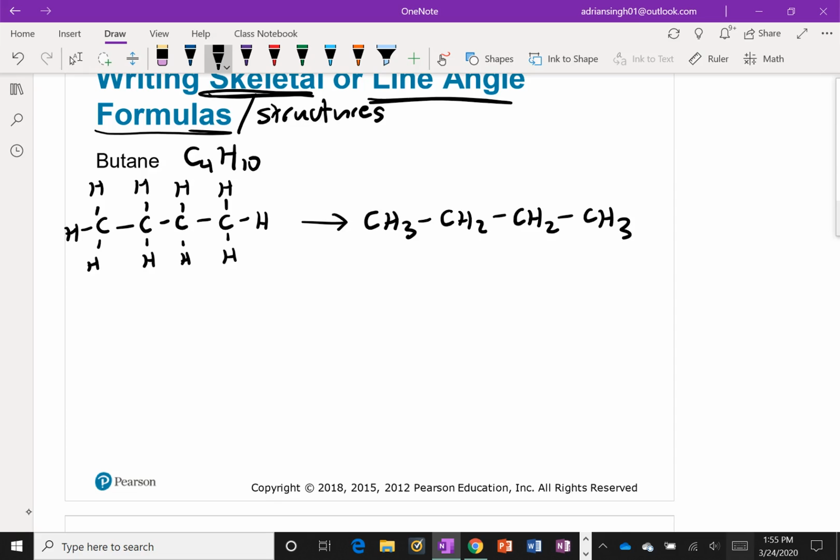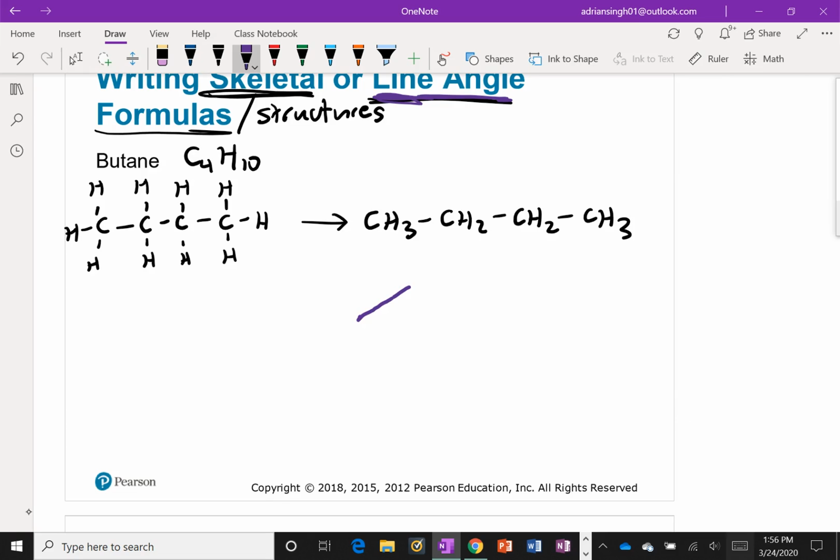And the way that the line angle formula works, and it takes a little while to get used to it, but it's really quick to draw the structures for organic compounds. So as the name suggests, we're going to use lines and angles to draw the structures. We're going to start with a line, and you can draw it either going up or down. So I'm going to draw my first line going up.